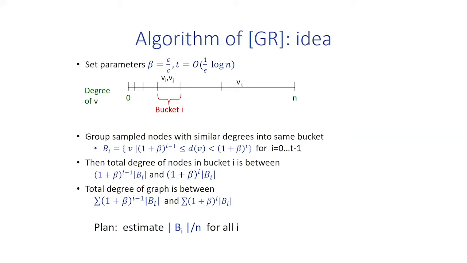Okay, all of this we're doing in our heads so far. The algorithm didn't do anything yet. But so far this is just our heads. However, when I get a node, I'm allowed to query its degree. And then when I get a sample node, I can see which bucket it gets into. So at this point, we know what 1 plus beta is because I picked it.